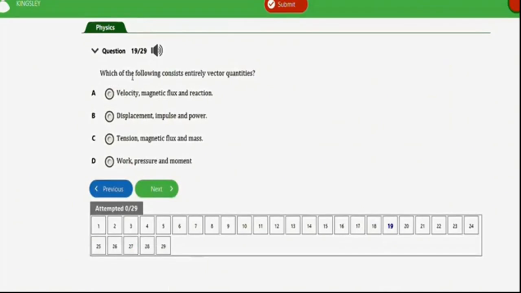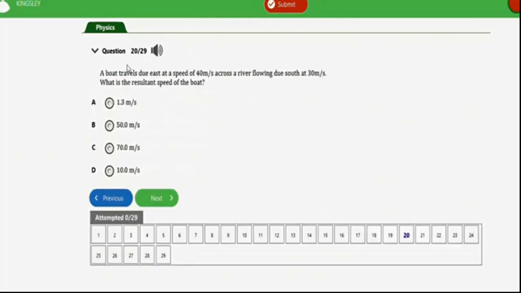It says, which of the following consists entirely of vector quantities? We have velocity, magnetic flux, and reaction. I think we have also answered this question. The correct option here is option A, velocity, magnetic flux, and reaction. So be taking notes of this question. They are repeating twice. Alright, next one will be this question.